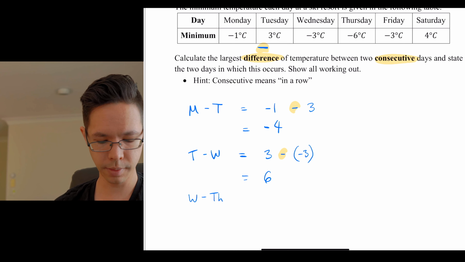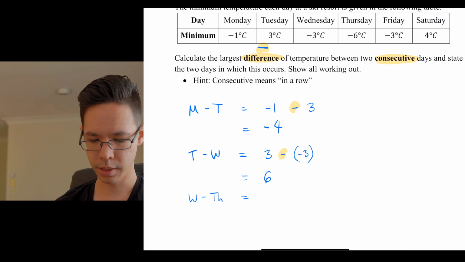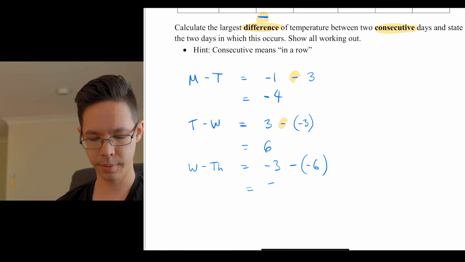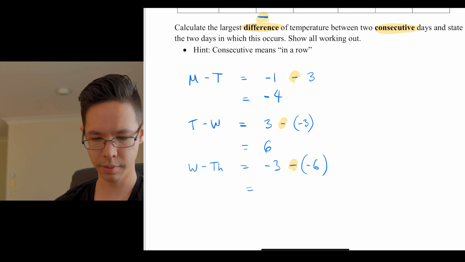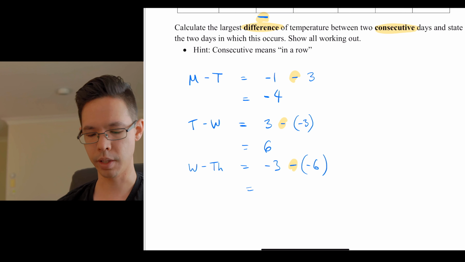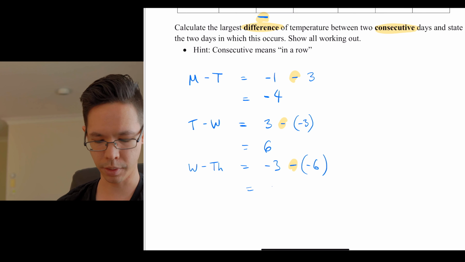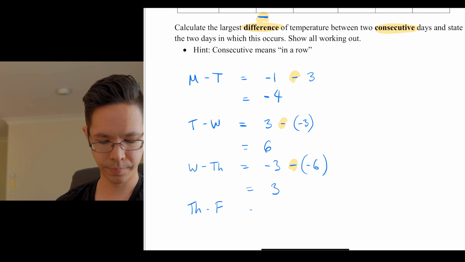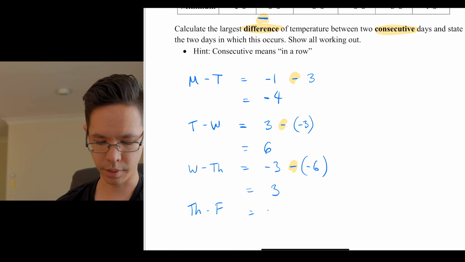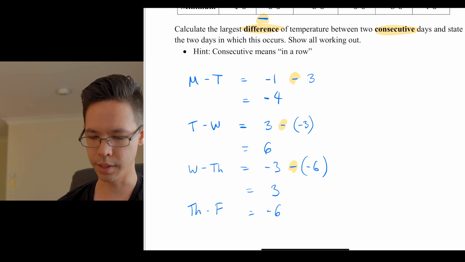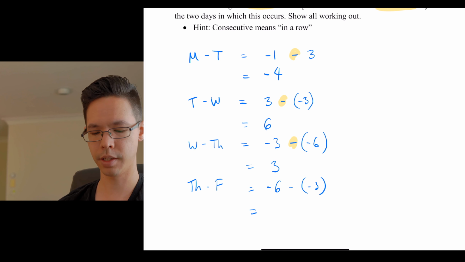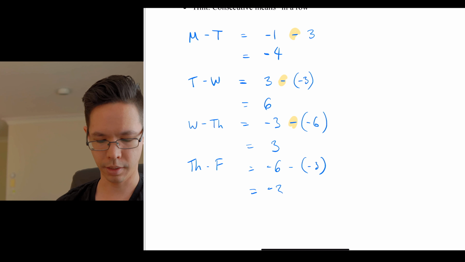Wednesday, Thursday is going to be -3 take away -6. So again, that's that difference there. -3 take away a negative number, so it's basically -3 plus 6, which is going to be +3. Let's do Thursday and Friday. Thursday was -6. Friday is -3. Take away -3. That's going to be -6 plus 3. So that's going to be -3.